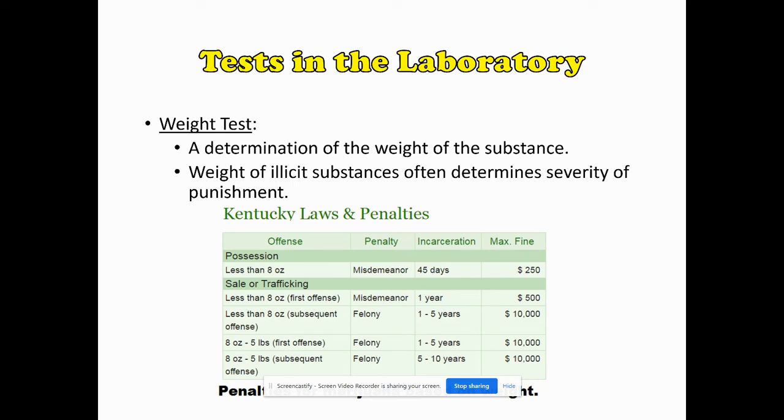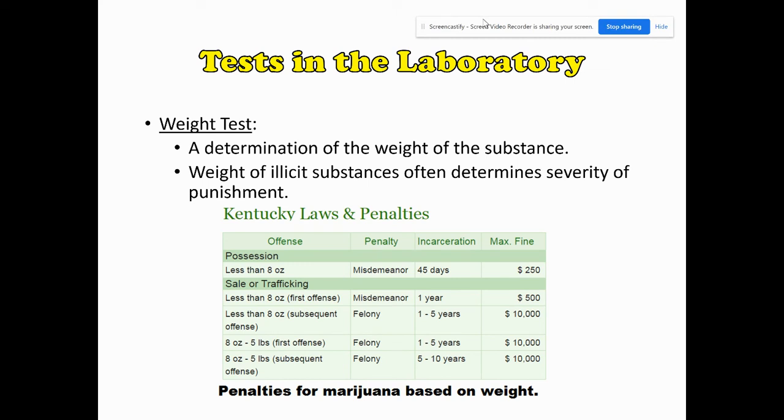Okay, weight tests. So weight tests are just a determination of the weight of the substance. You just put it on a scale and you see how much is there. And weight of illicit substances often determines the severity of the punishment. How much trouble you get in is often based upon how much is there. So in Kentucky, possession of marijuana can get you 45 days in jail and a $250 fine if you have less than 8 ounces. And that all depends on your prosecutor and your community because sometimes they use different guidelines.